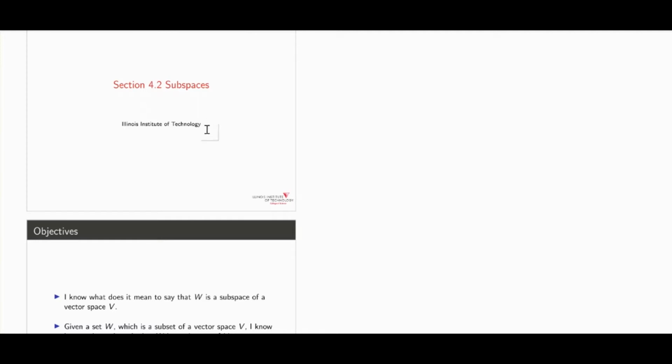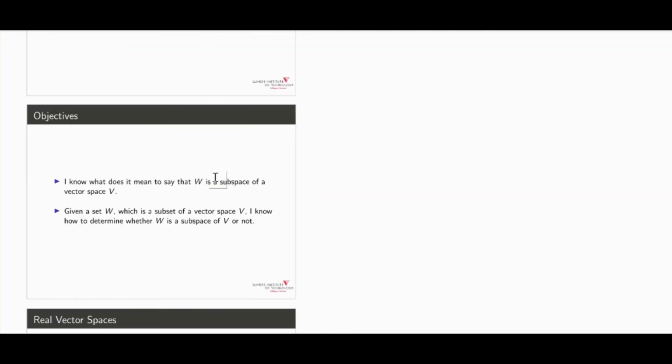All right, let's begin by looking at the objective for this section. At the end of this video, you should know what it means that W is a vector subspace of V. And more importantly, given a set W, which is a subset of the vector space V, you should know how to determine whether W together with the operations inherited from V will form a vector subspace of V or not, okay?